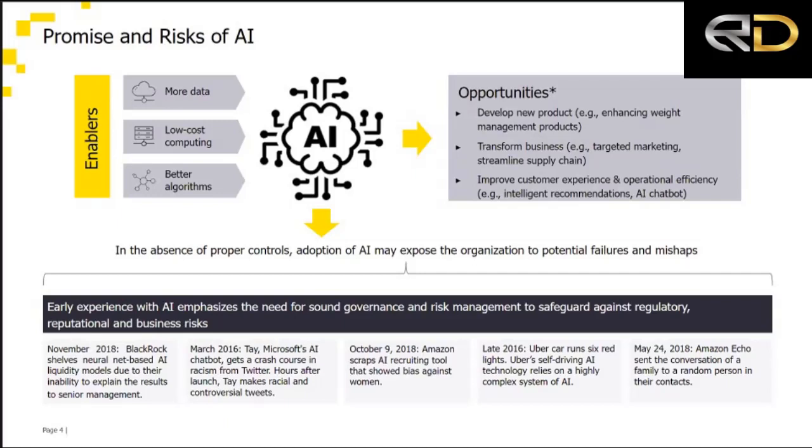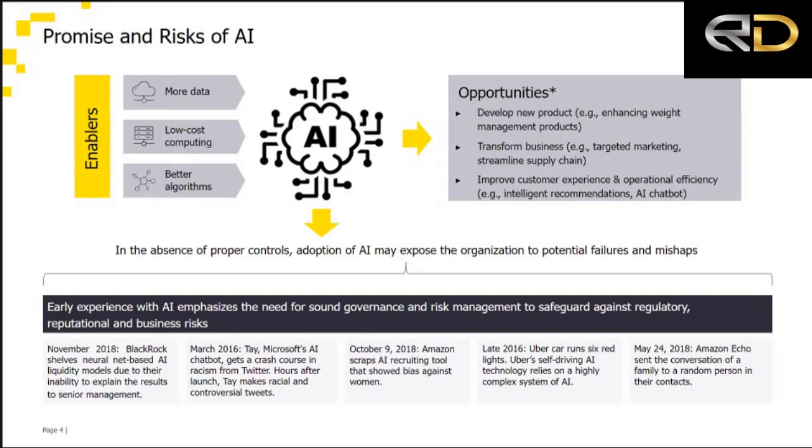So the development of AI models is not as complicated as you might think. But what we have to look at now are the promises and the risks of AI. It comes with promises, like different opportunities. We are able to develop new products, transform businesses, improve customer experience, the same way I showed you from the link. In the absence of proper controls, adoption of AI may expose your organization to potential failures and mishaps.